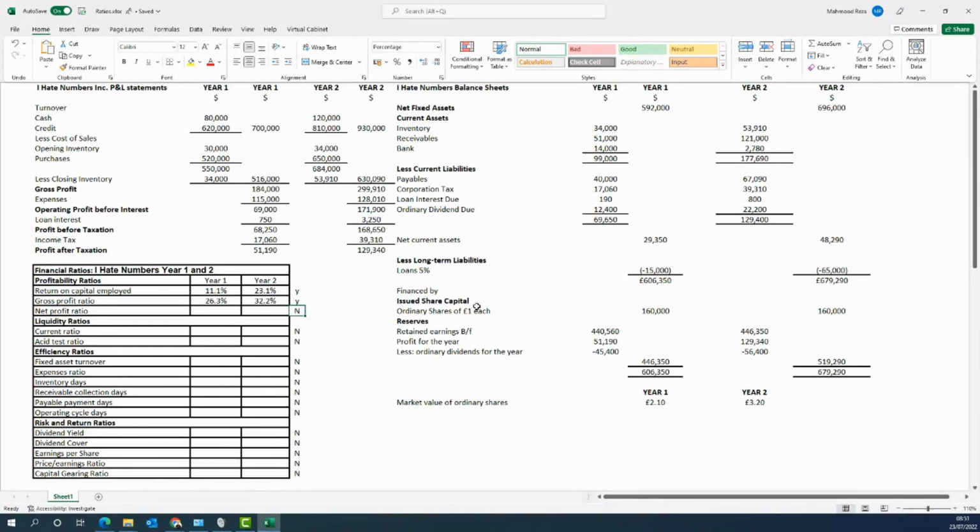Lastly, we're looking at the net profit ratio, which you may also come across as the operating profit ratio, and that looks at the profit that we generate before we consider financing charges and taxation. And what we've got there is gone from 9.9 and it's pretty much nearly doubled to 18.5%.